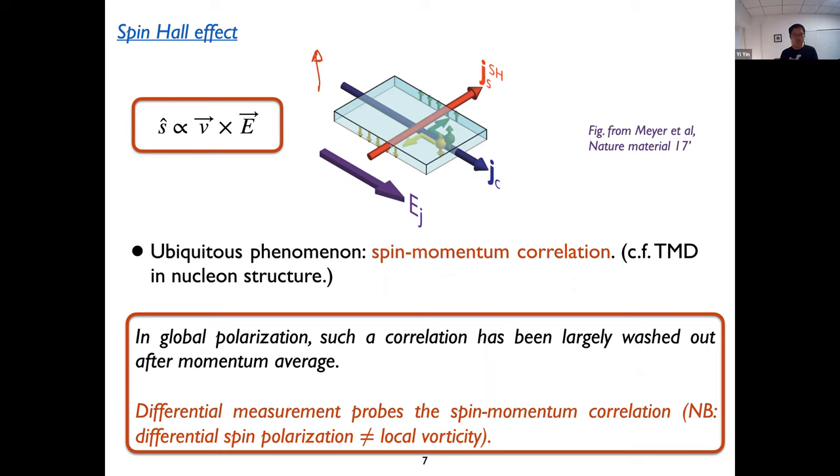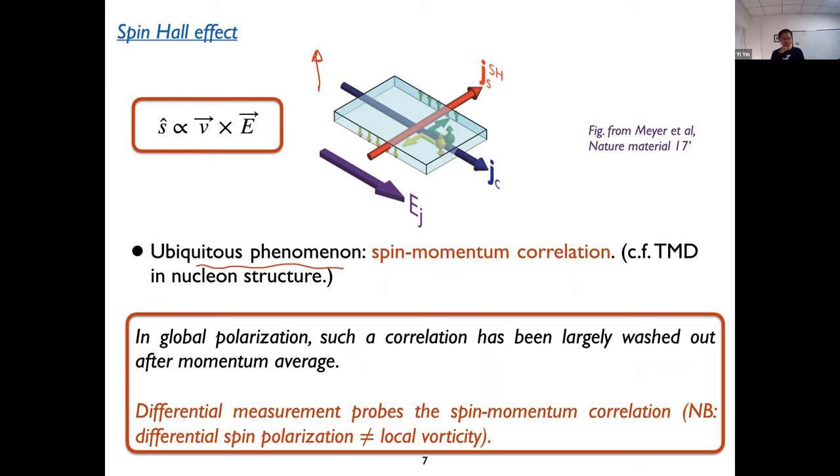In fact, this is a ubiquitous phenomenon in many other physical systems. One example which I think everyone here is very familiar with is the structure of the protons: the momentum distribution of the u quark in the protons is highly correlated with the direction of the spin. My understanding is this is what the TMD wishes to describe in the context of nuclear structure. So our goal is to understand how the spin and the momentum are correlated in QCD matter. The point I want to make here is that if you look at the global polarization, which is the phase space averaged polarization of lambda hyperons produced in heavy ion collisions, such correlation between the momentum and the spin has been largely washed out.